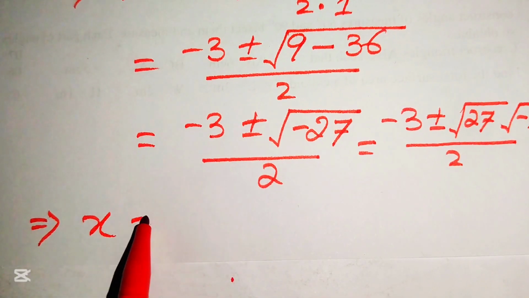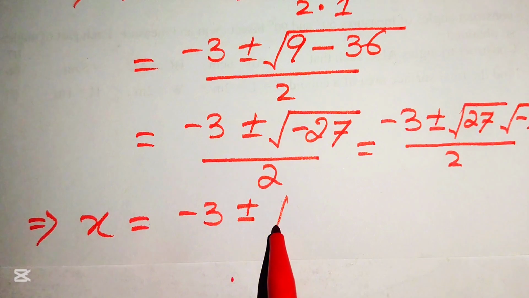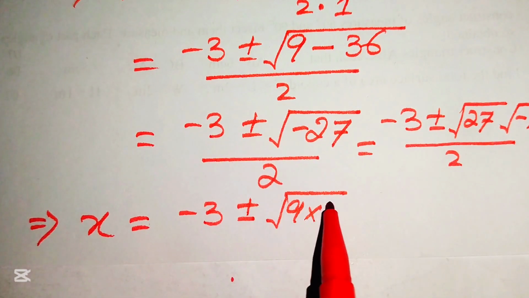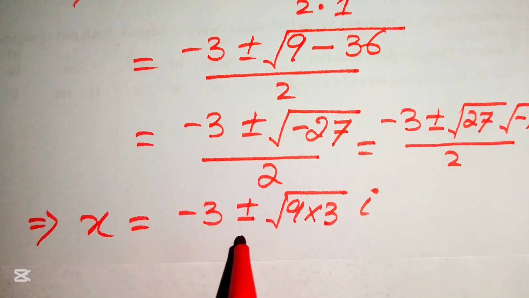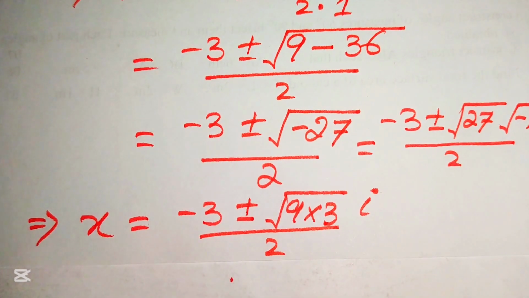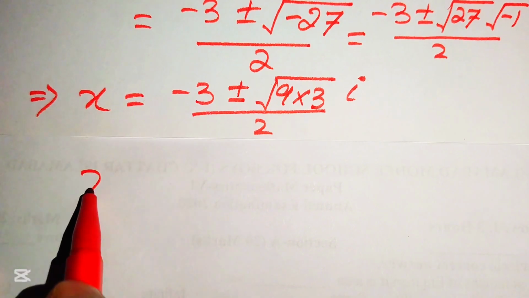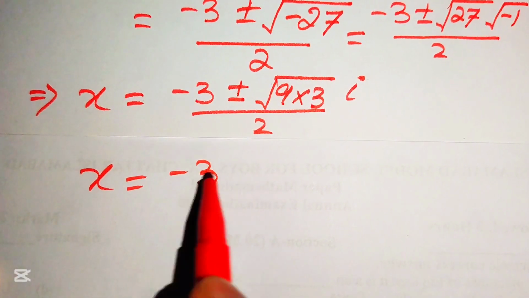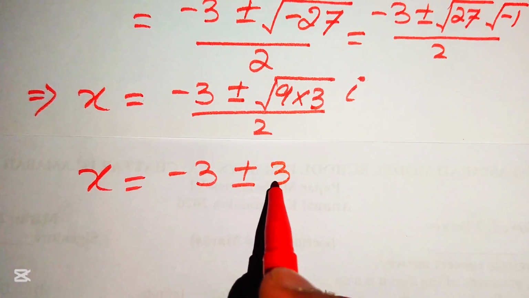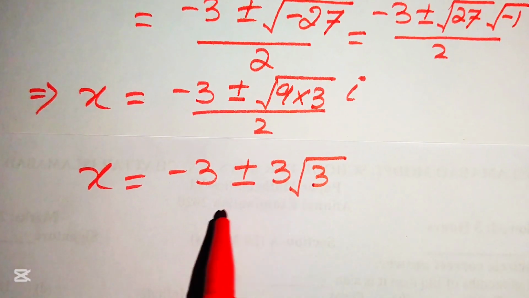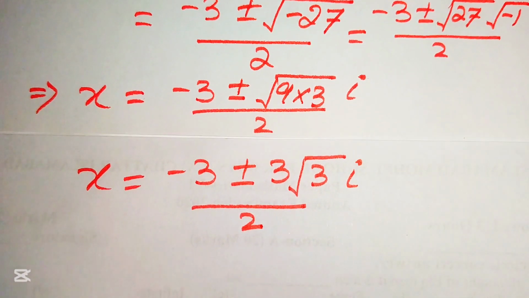So this implies that x is equal to minus 3 plus minus. We write this 27 as 9 multiplied by 3, and we write the square root of minus 1 equal to iota, divided by 2. Here we need more simplification, and we write it as x equals minus 3 plus minus. We know that the square root of 9 equals 3, so 3 times the square root of 3, and here we have iota, divided by 2.